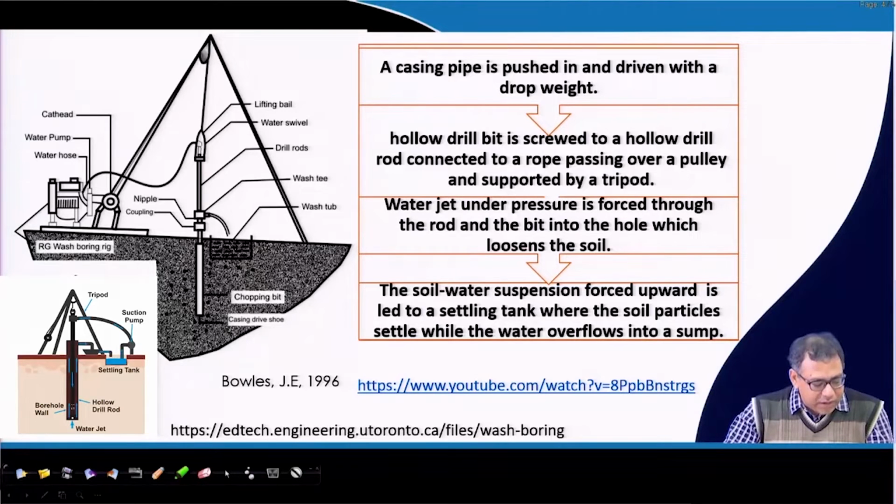Then it will go in the upward direction through this casing pipe and is collected in a place called a settling tank. The suspension is forced upward and collected in the settling tank, where the soil particles settle and the water overflows into the sump. That means we allow this slurry to settle, the soil particles settle and the water overflows, and then we collect the soil sample. Definitely, as I mentioned, the sample collected this way is a highly disturbed soil sample.